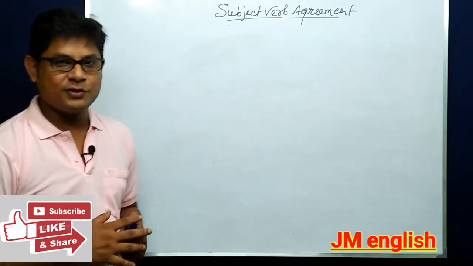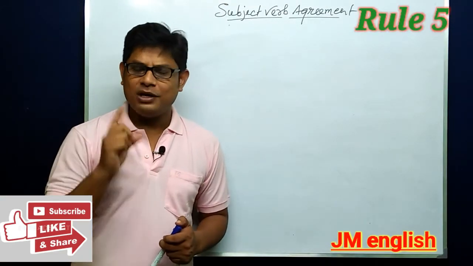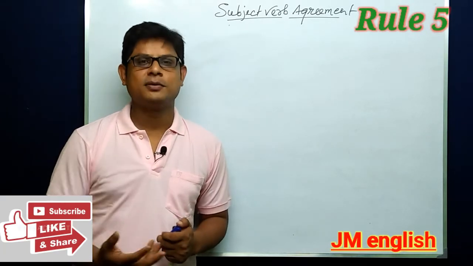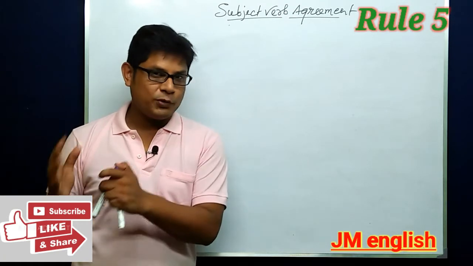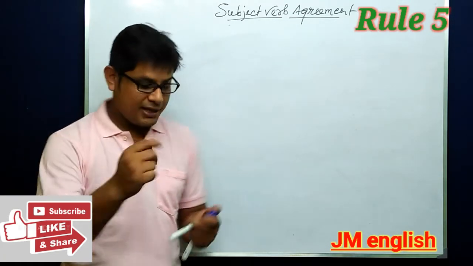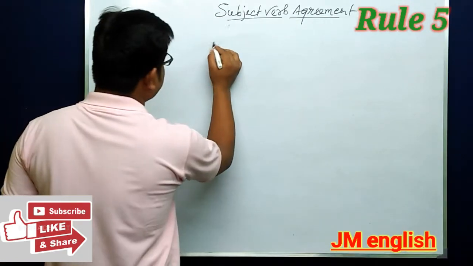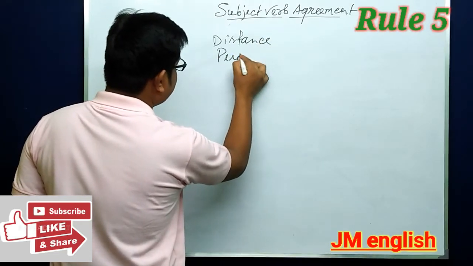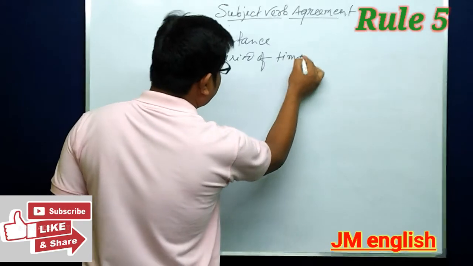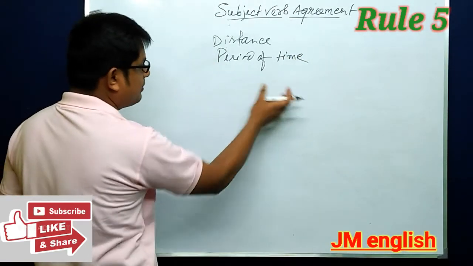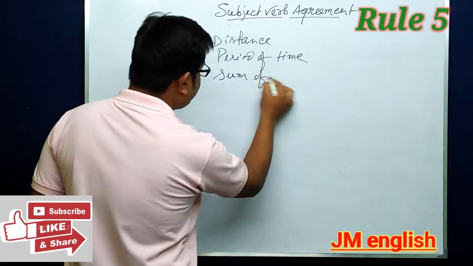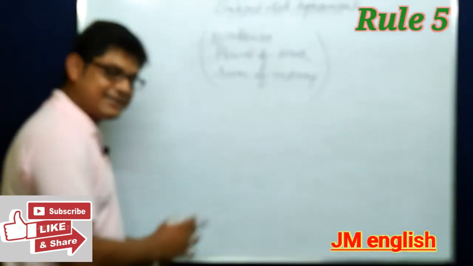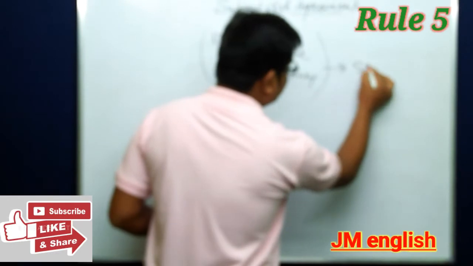So out of 6 golden rules, this is rule number 5. Rule number 5 says that if we use any distance, period of time, or sum of money as a subject, then it must be followed by a singular verb. So if your subject is a distance, a period of time, or a sum of money, then that subject must be followed by a singular verb.